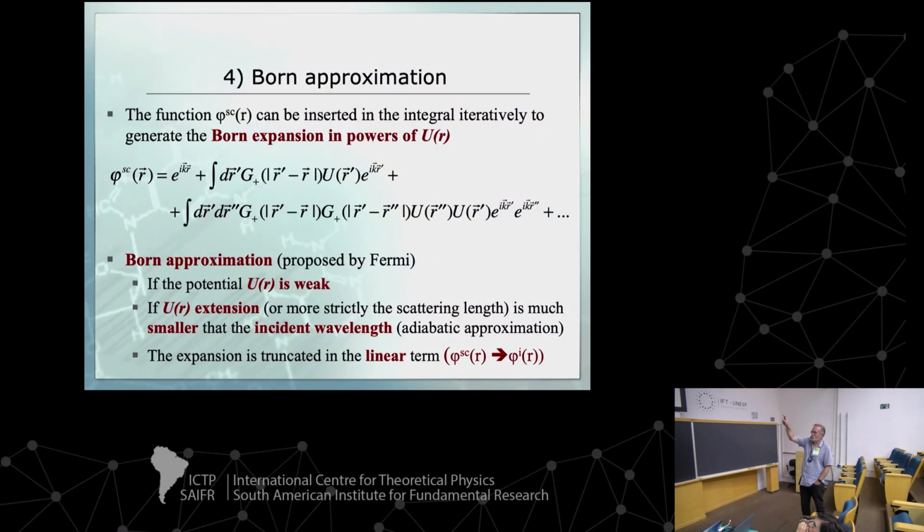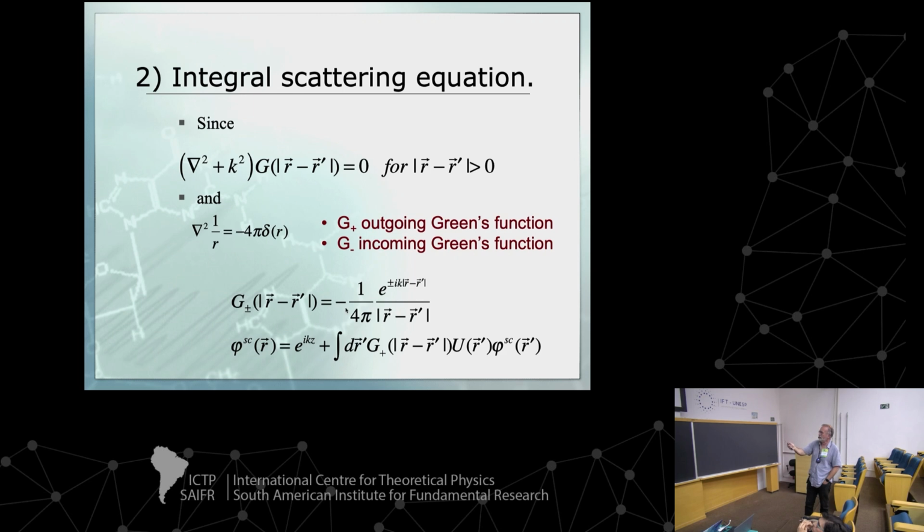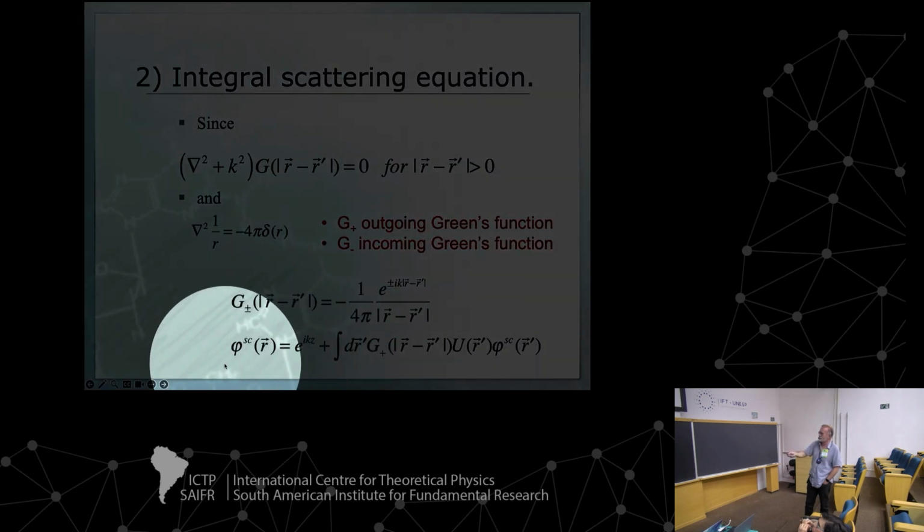Important thing, Born approximation. That's key. In the Born approximation, what you do is you try to solve the equation by inserting the scattered function into the equation once and again, and you end up with a series. You see here, you have the equation, you have here the solution.